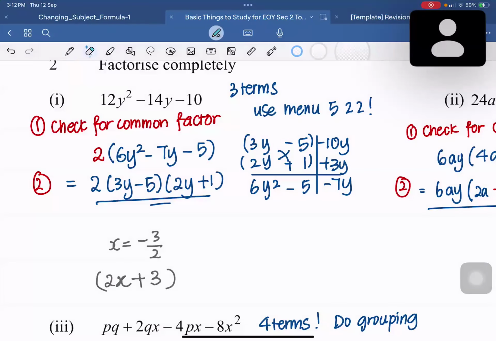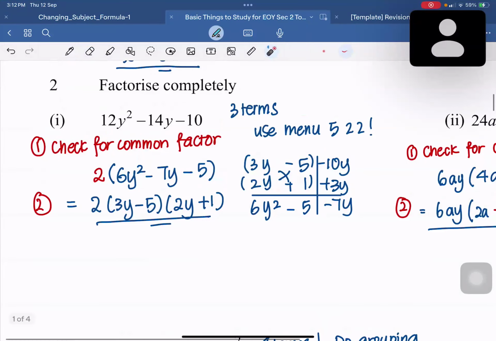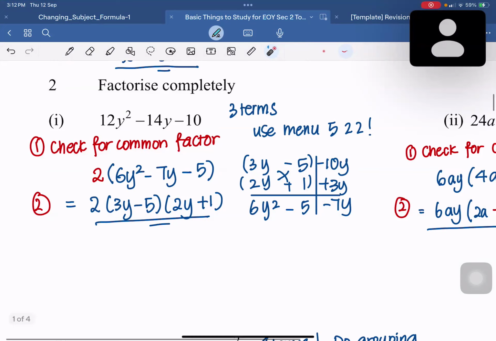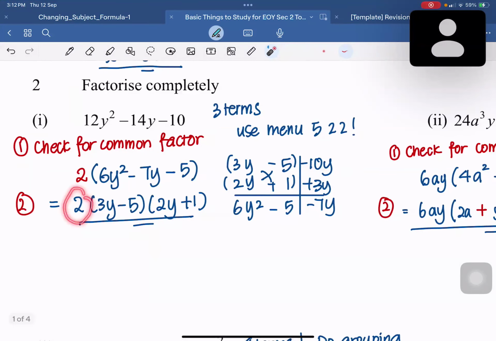Okay, this one you better learn. Make sure you know how to do it, it saves a little bit of your time. So the first type is this. I purposely put all those that need to check for a common factor. So during the exam, always double check for a common factor. And the 2, don't throw away, keep it there.